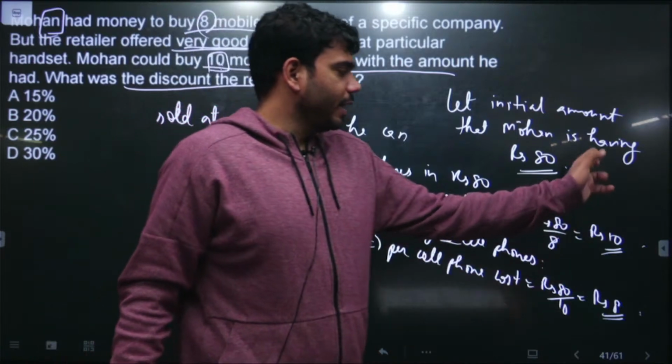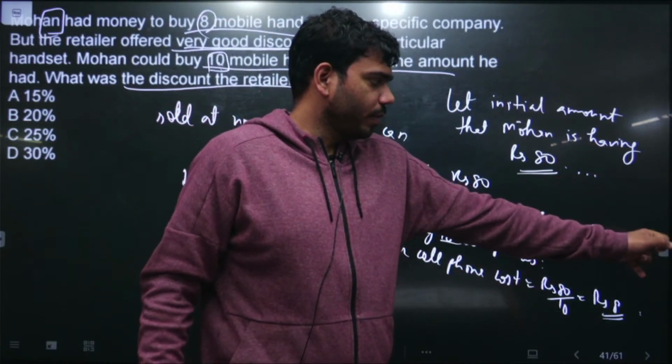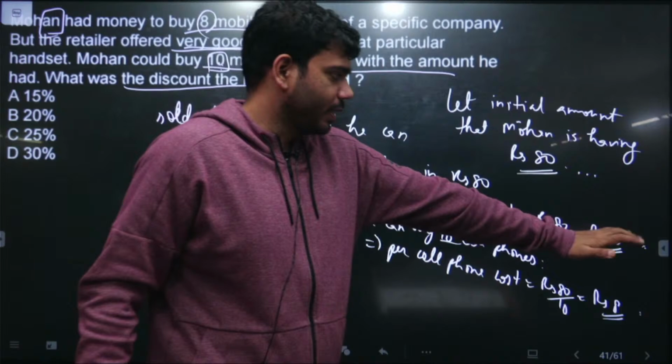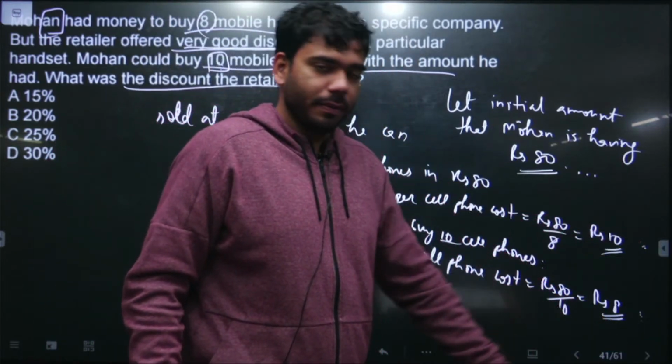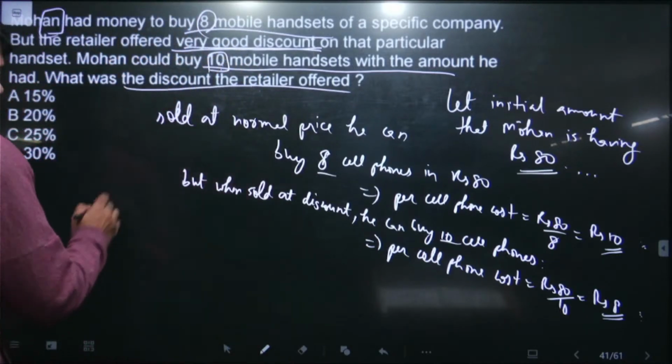So when he is buying 8 cell phones, the cost per cell phone is rupees 10, and when he is buying 10 cell phones, the cost per cell phone is rupees 8. So here we need to find the discount.